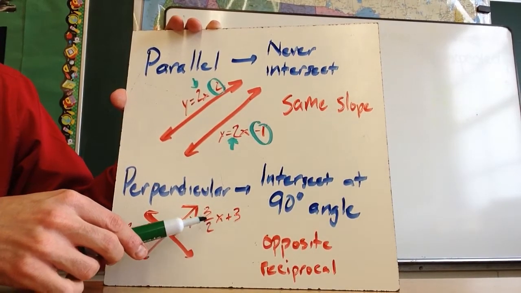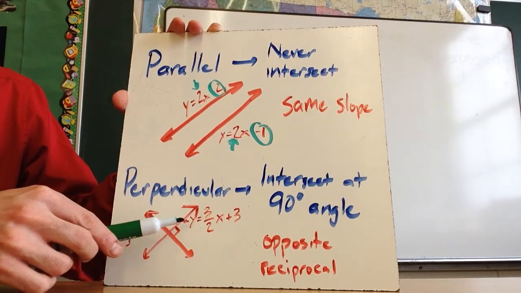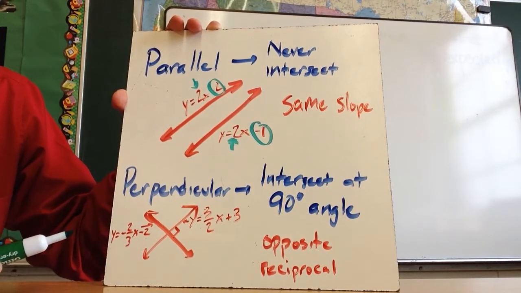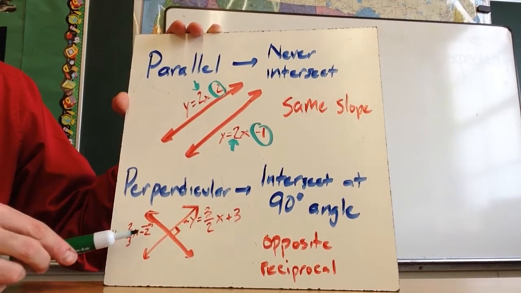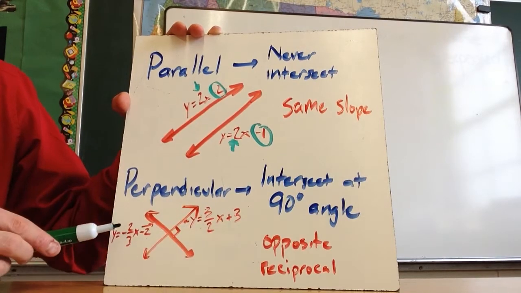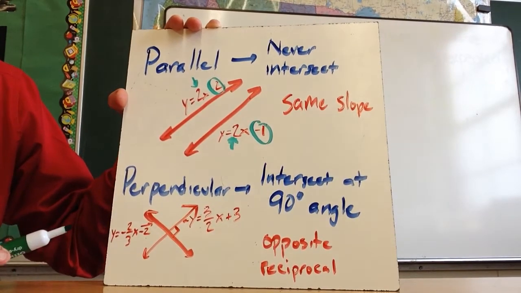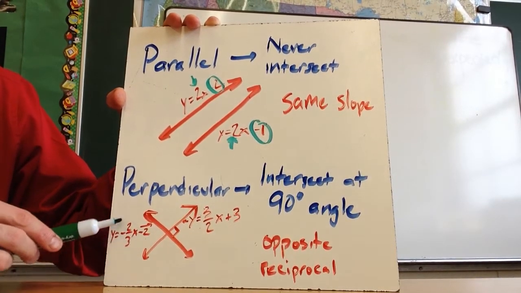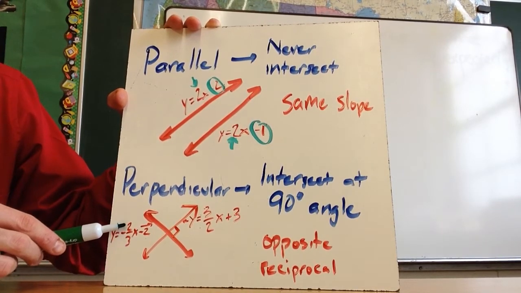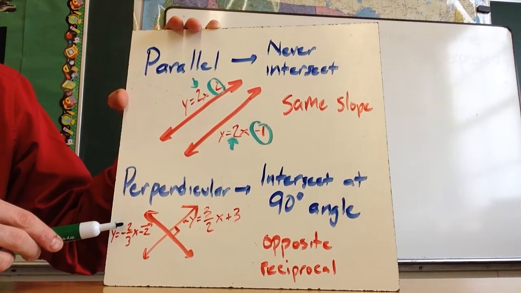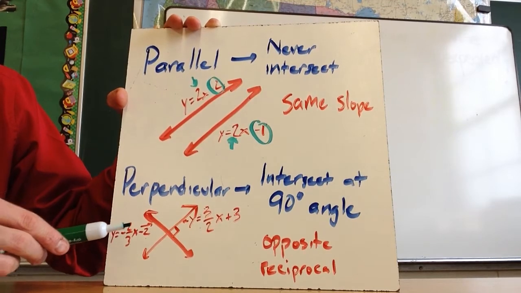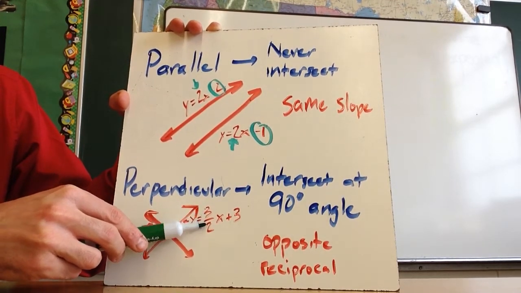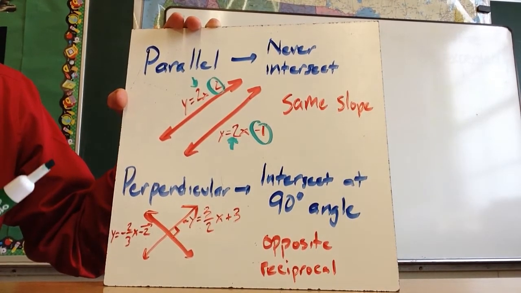The opposite reciprocal means I need to flip the fraction, and if it's positive, I turn it negative. If it's negative, I turn it positive. So because this one was 3 over 2, this would be negative 2 over 3. If you think of it the other way, if I knew this slope is negative 2 over 3, I need to flip this fraction, and then because it's negative, it would have to become positive, so it's positive 3 over 2. We're going to practice this.